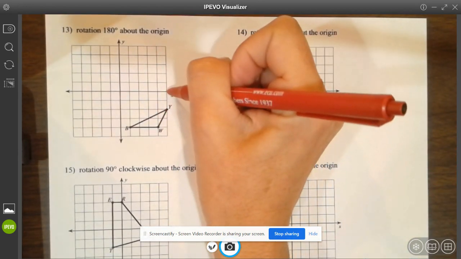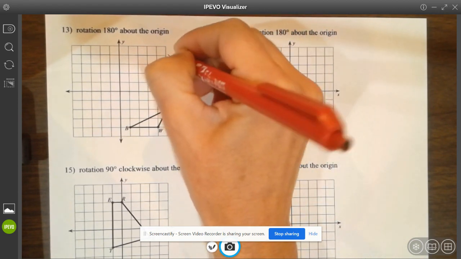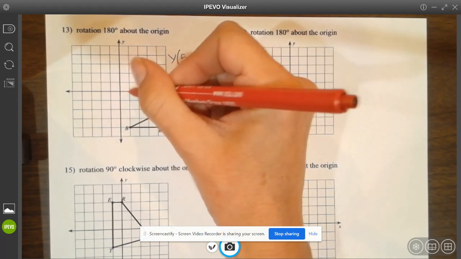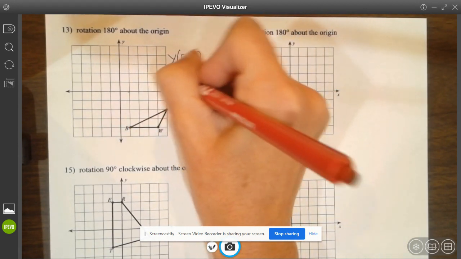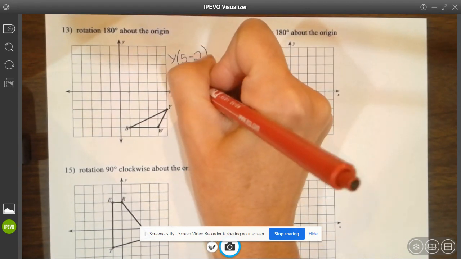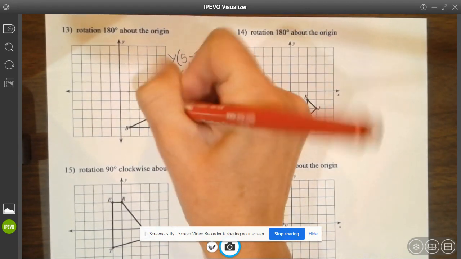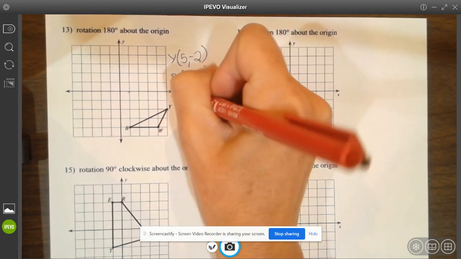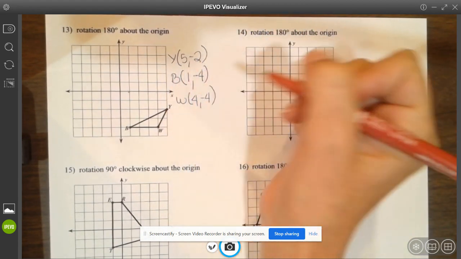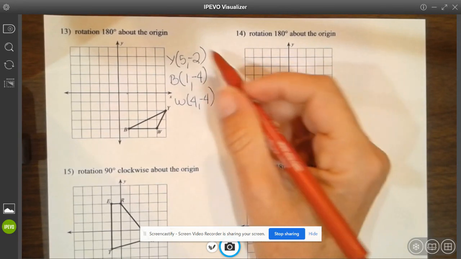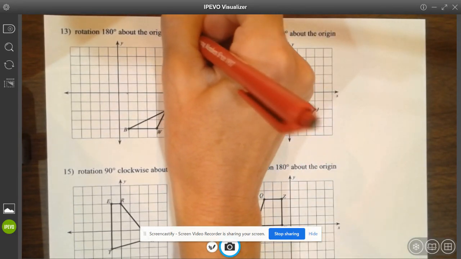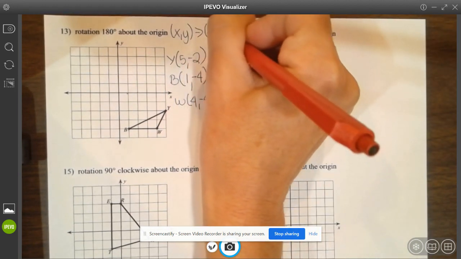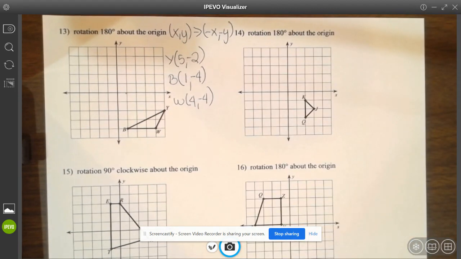So that's 5 to the right, 2 down, Y. All right, the next point is B, 1 to the right and then 4 down. B, 1 to the right and -4 down. W, it's 1, 2, 3, 4, 1, 2, 3, 4. So W is 4 to the right, 4 down. These are my points. So now I'm going to perform this rule. (x, y) goes to (-x, -y). And that's my rule from my sheet there.